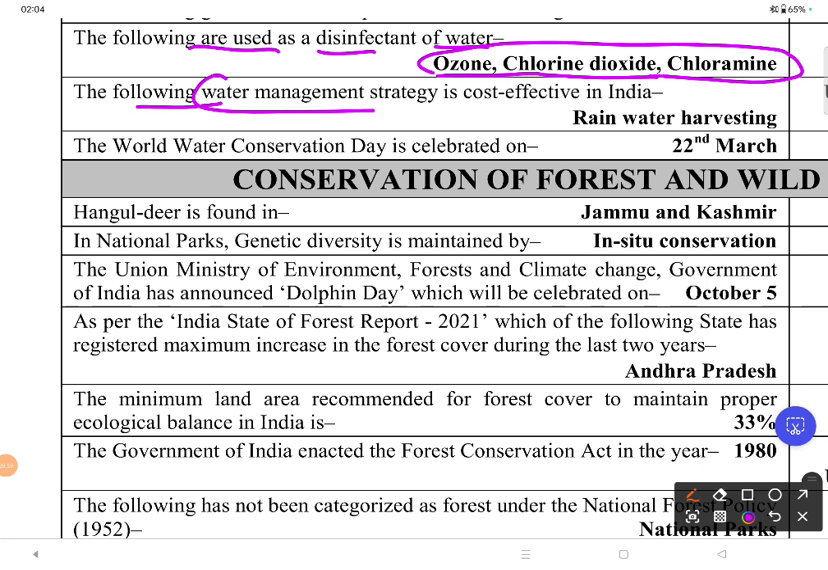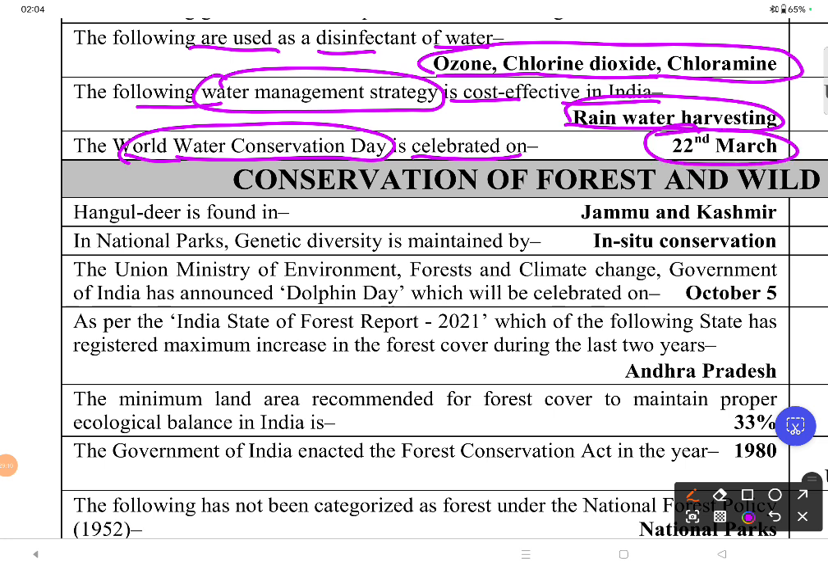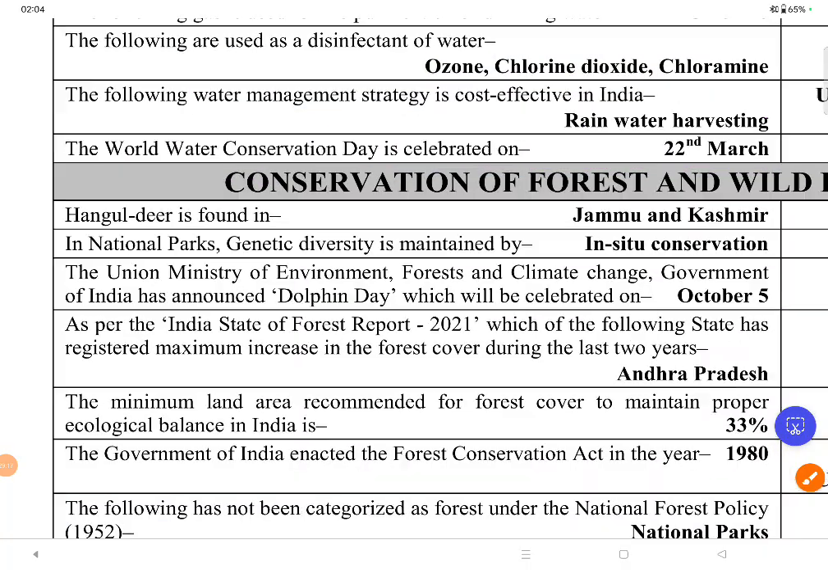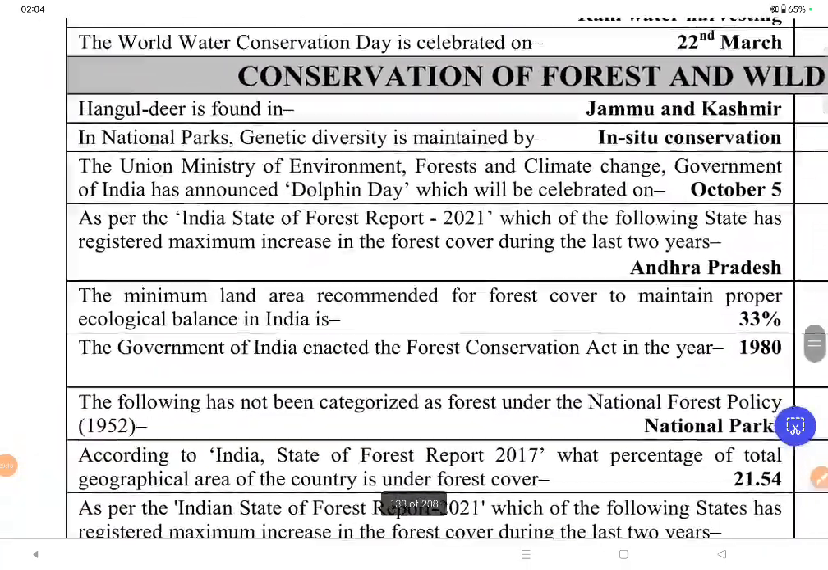The following water management strategy is cost effective in India: rainwater harvesting. World Water Conservation Day is celebrated on 22nd March. Move on to the next chapter, that is conservation of forest and wildlife.